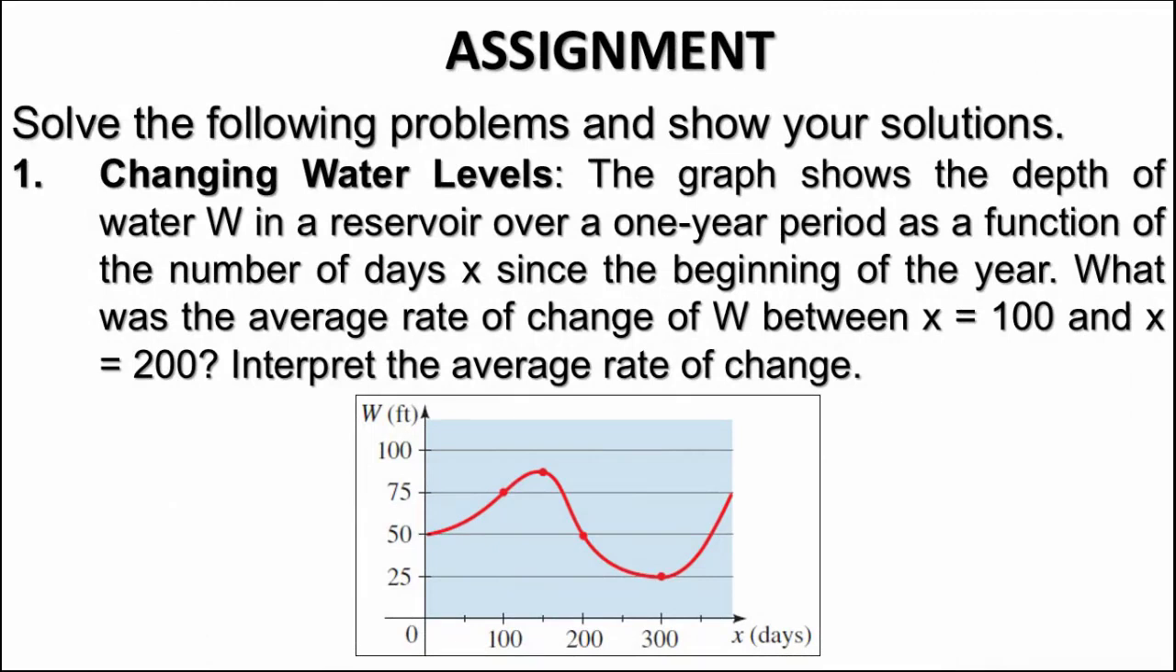Here is your assignment. Solve the following problems and show your solutions. Number 1. The graph shows the depth of water W in a reservoir over a 1-year period as a function of the number of days x since the beginning of the year. What was the average rate of change of W between x = 100 and x = 200? Interpret the average rate of change.